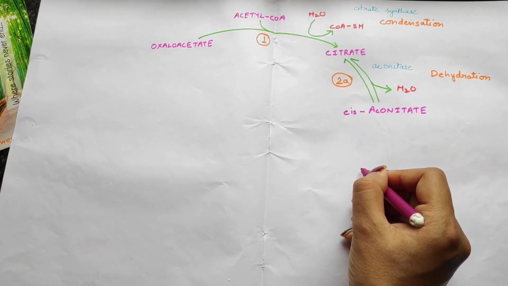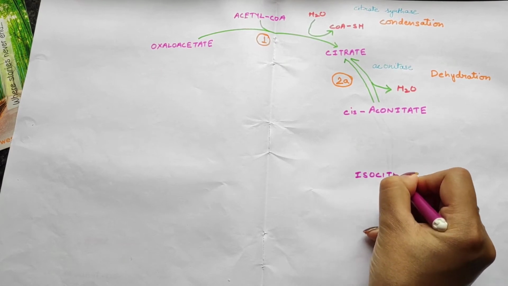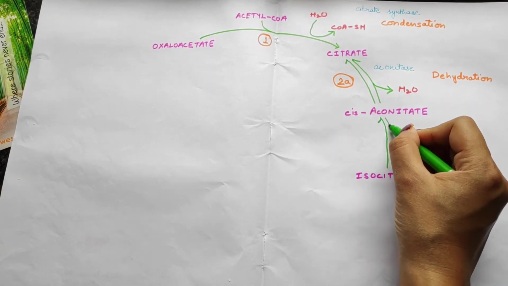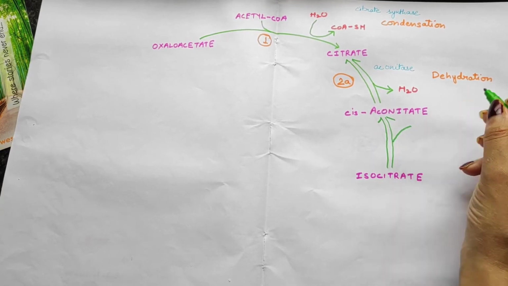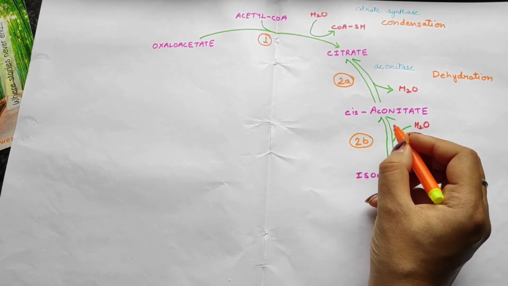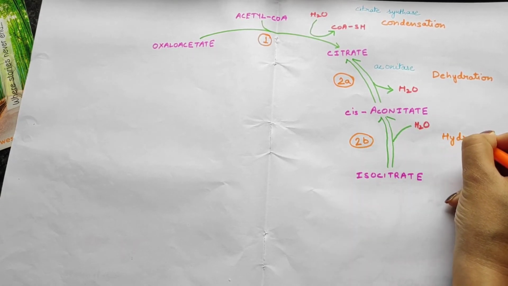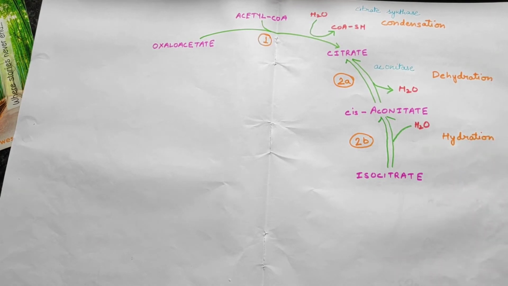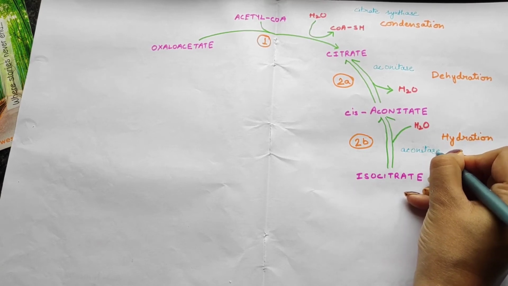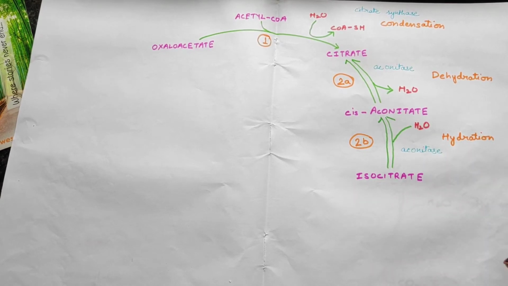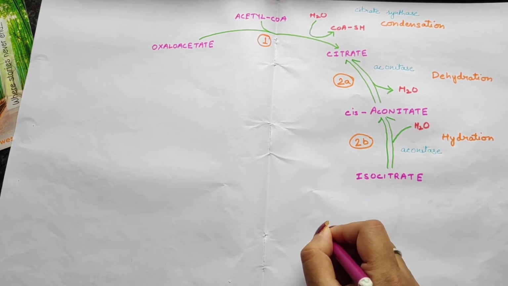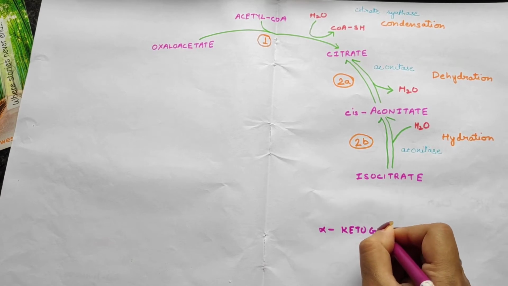In step 2B, isocitrate will be formed from cis-aconitate. This is also a reversible reaction. I made a mistake in putting the arrow; it will be in both directions. The water will be taken up, and therefore this is hydration. This was step 2B, and this is also catalyzed by aconitase. This was the second step of the TCA cycle. Next comes the third step, in which alpha-ketoglutarate will be formed from isocitrate.